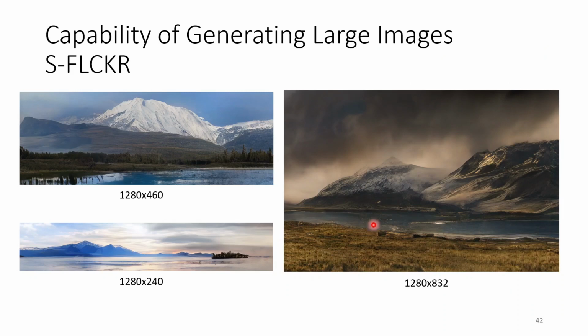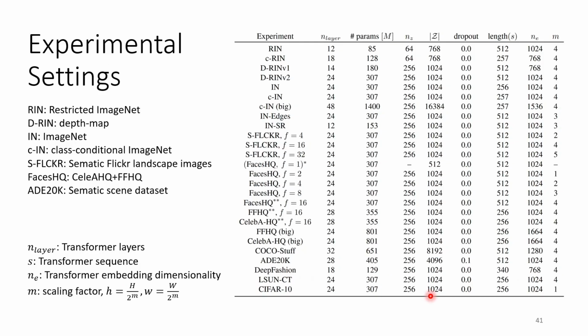Those images are usually very large. So this is a resolution of 128 times 832. This is the interesting part of this paper. Their method can generate a high resolution image, just using VQGAN.